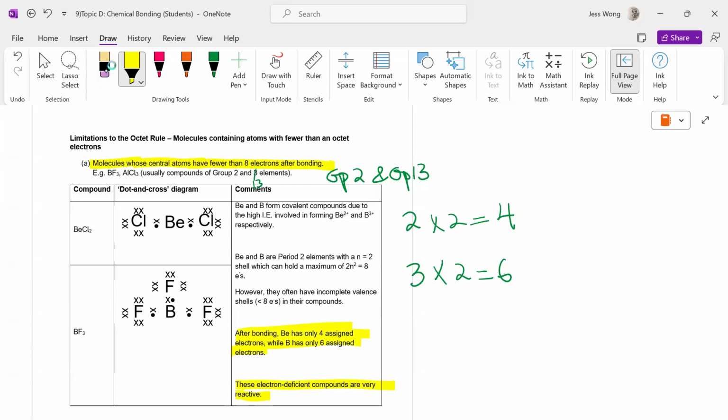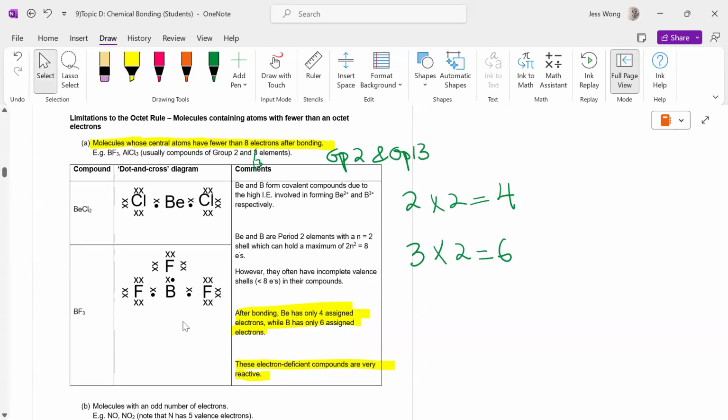However, because we know that they are electron deficient, they tend to be very reactive. So given a chance, if they are near other compounds or atoms that can form bonds with them to allow them to get an octet configuration, they will react with those compounds. So it's very common for BF3 and BeCl2 to undergo further reactions with other compounds to achieve an octet arrangement. So this is one exception whereby the central atom will have less than 8.